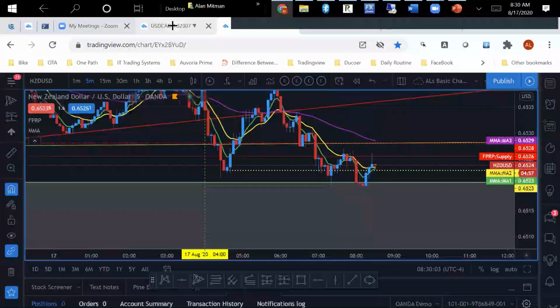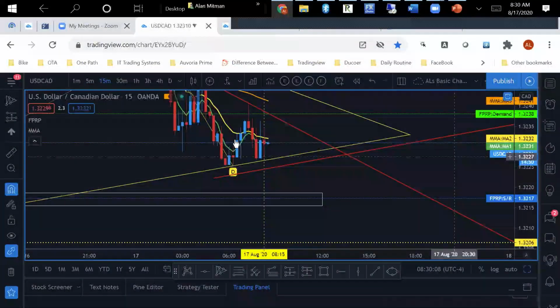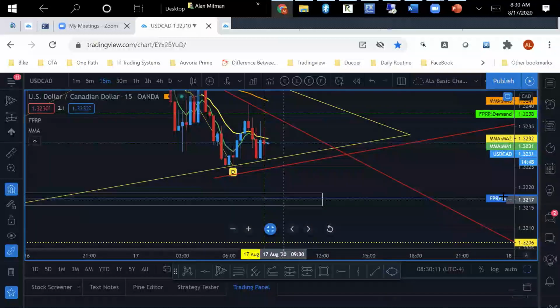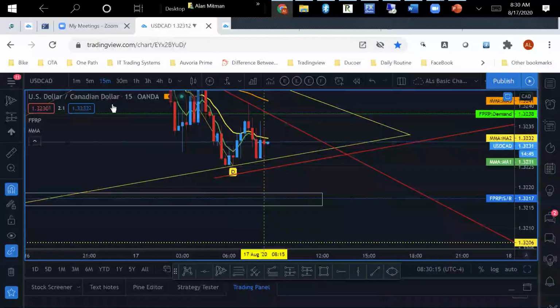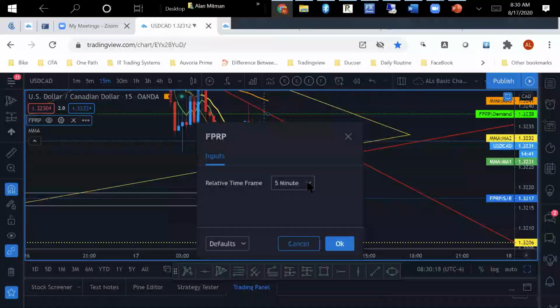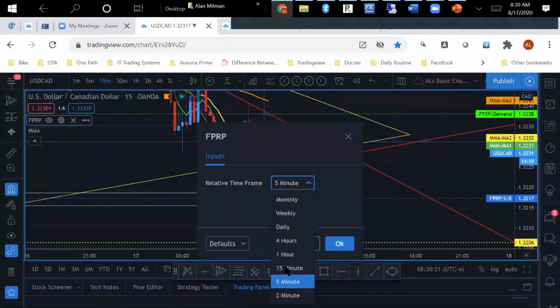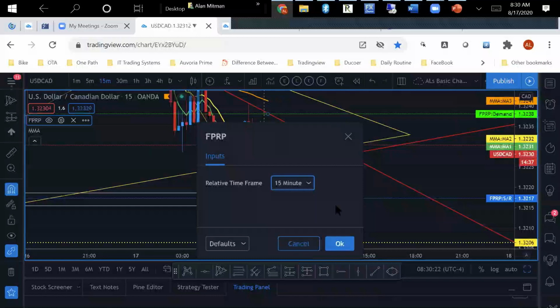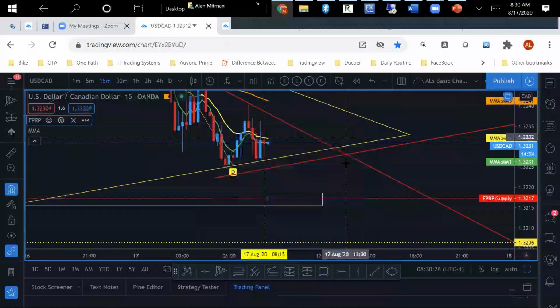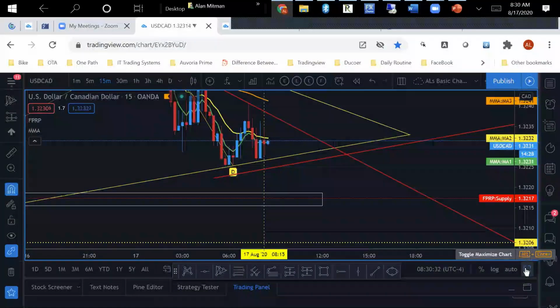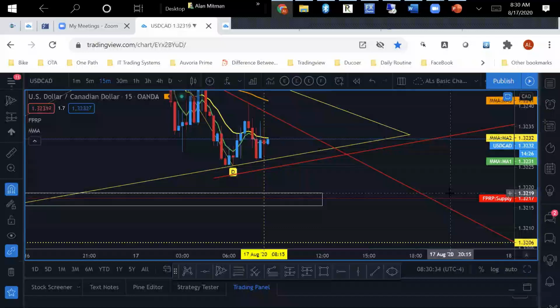Back to the CAD. This is our area that we're looking at. This is our Fibonacci, 15-minute Fibonacci line. I'm sure that's correct. No, that should be a 5. That's a 5-minute. And we wait. Take another cup of coffee, drink the coffee.